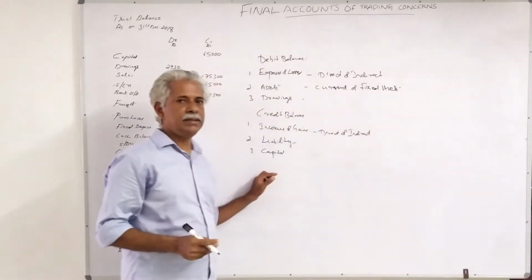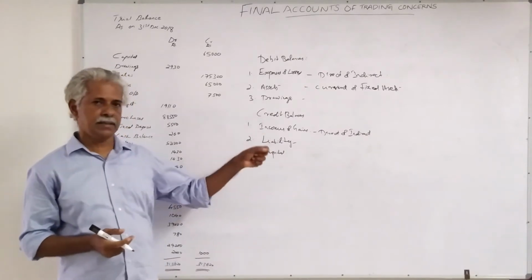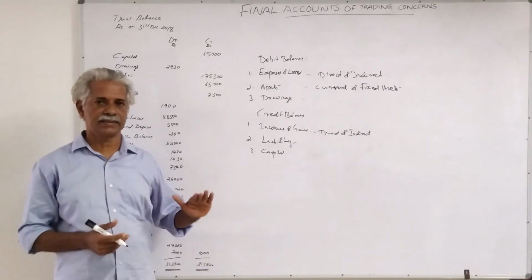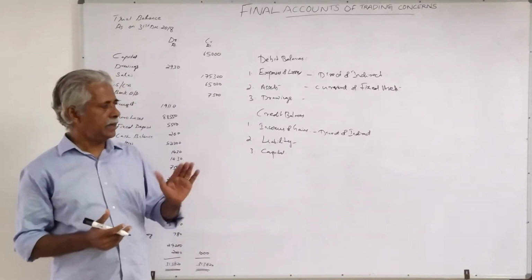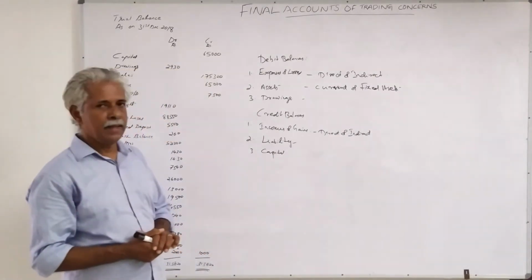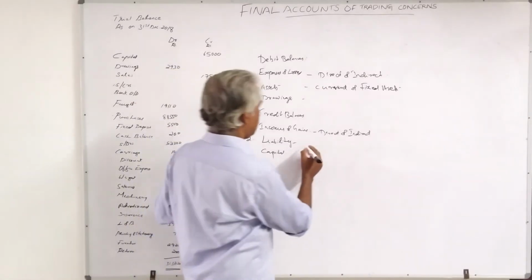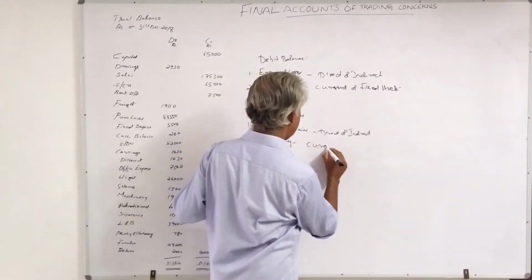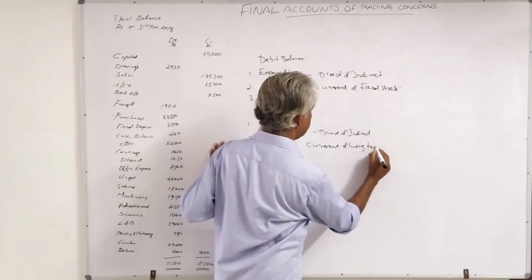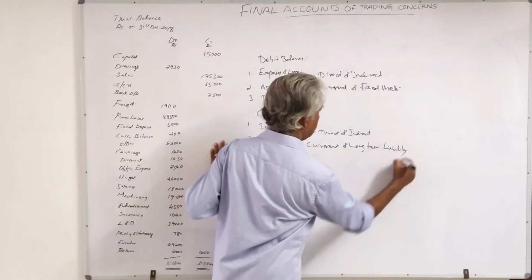The most prominent direct income of a trading concern is sales. Other incomes are termed as indirect incomes. The liabilities are of two types. They are current liability and long-term liability.